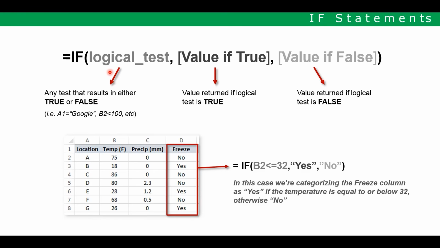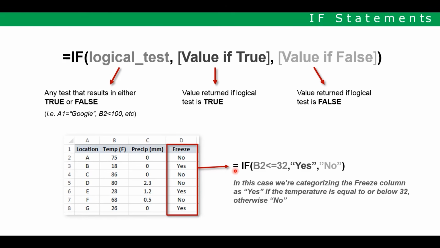If A1 is equal to Google, in the next argument, we can determine what value we want. For example, if A1 is equal to Google, in the value if true part, we can say ABC. If A1 is not equal to Google, whatever we enter in the value if false part will be the answer. So the logical test being true will give me value if true. The logical test being false will give me value if false.